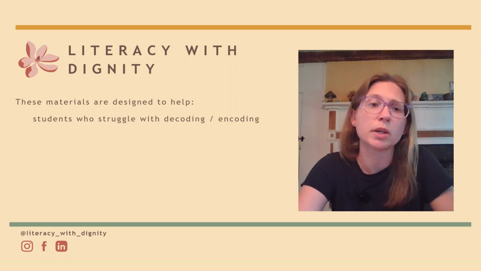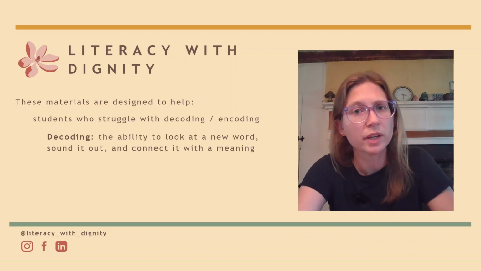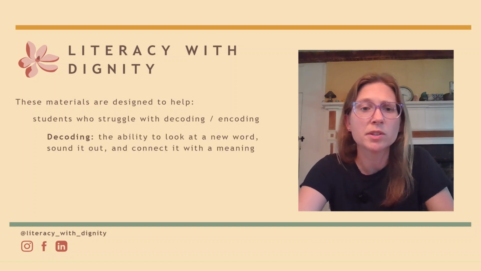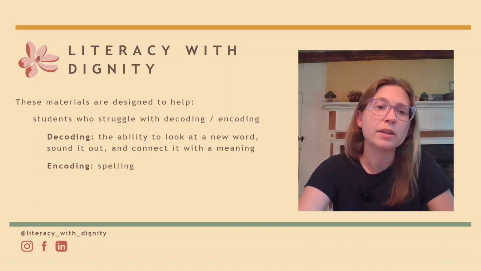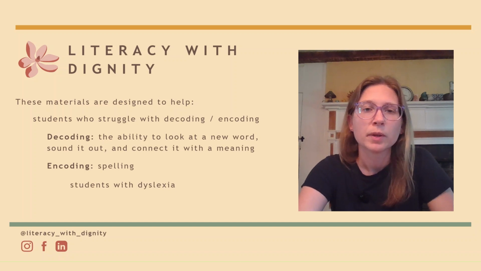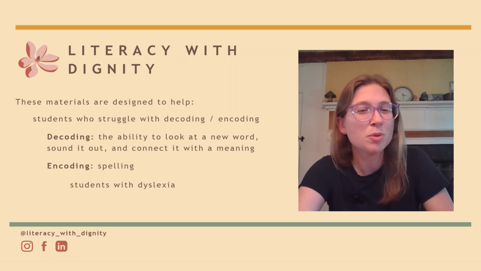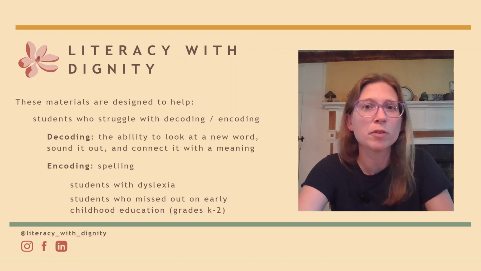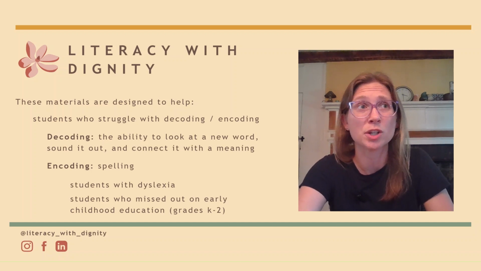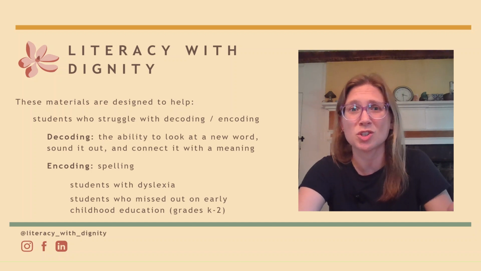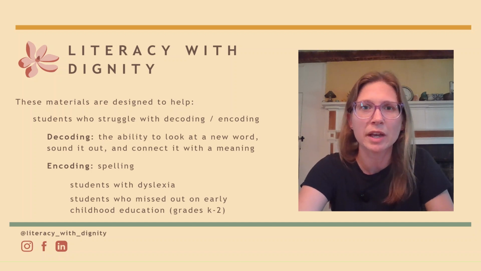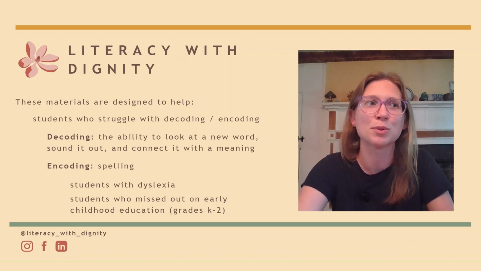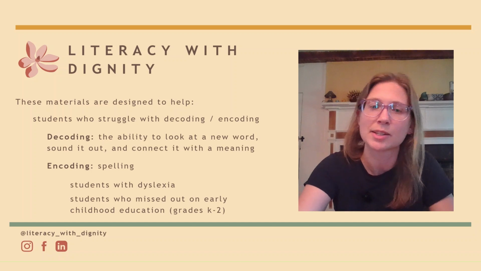So these materials are designed to help students who struggle with decoding and encoding. Decoding is the ability to look at a new word, sound it out, and connect it to a meaning. Encoding is a fancy word for spelling. If you struggle with these skills, you may have dyslexia or you may have missed out on early childhood education. A lot of people had really poor early childhood education and just weren't properly taught these skills. And now, as adults, they're wondering why they're struggling. And it's amazing how quickly you improve when you go back and repair these little areas. That's why I love doing it.